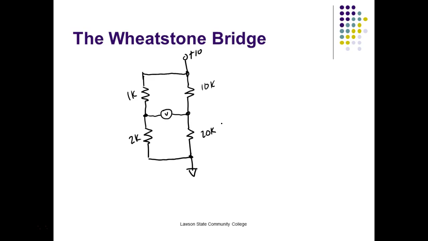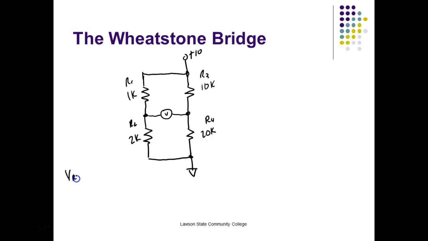It's going to measure 0. Why? Because the ratio, the sides are the same. We could do the math. So I could come over here and say, okay, this 2K, it's going to drop. So let's call this R1, R2, R3, and R4. Since this is our common, this is what we're going to reference it to. So we're going to reference it to the 20K and the 2K.